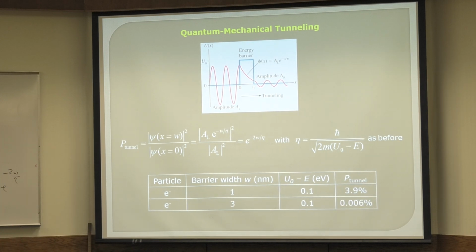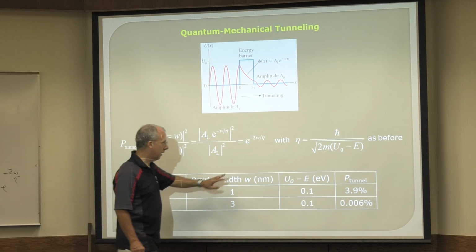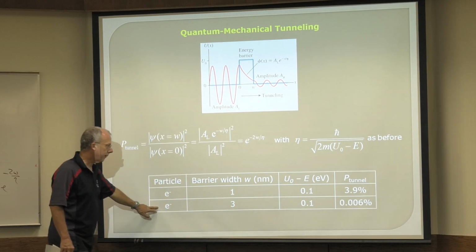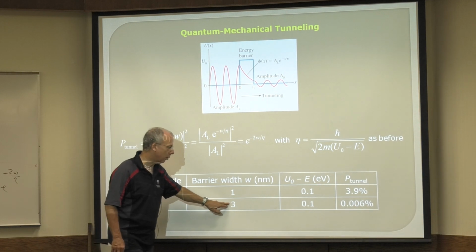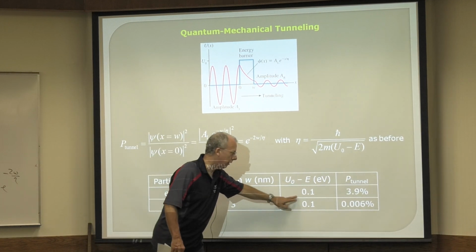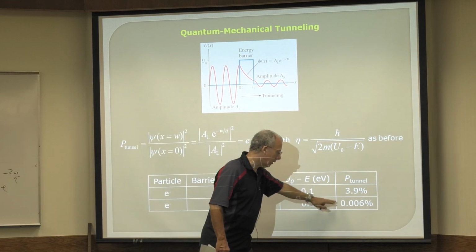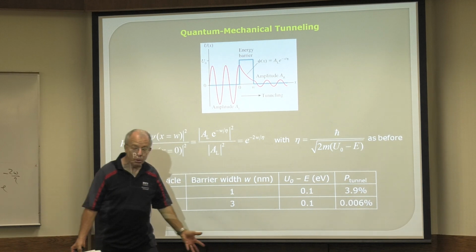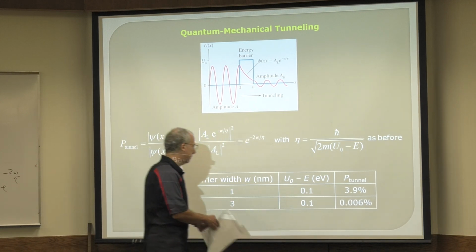Okay, now look at how sensitive this probability is to these parameters. Electron, but now we're going to make it 3 times as wide, so 3 nanometers. We're going to keep the difference in energies the same. But look, we went from basically 4% to 0.006%. That's a huge difference, right? Huge difference. I mean, it's still going to happen, just not very often, you know?